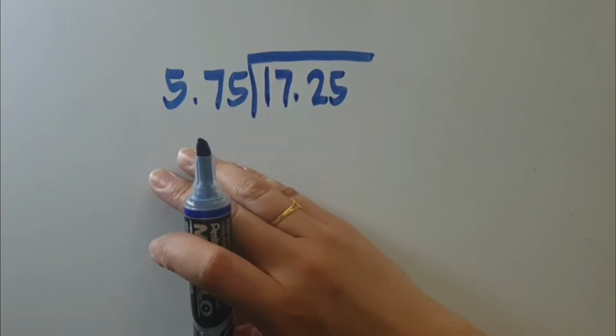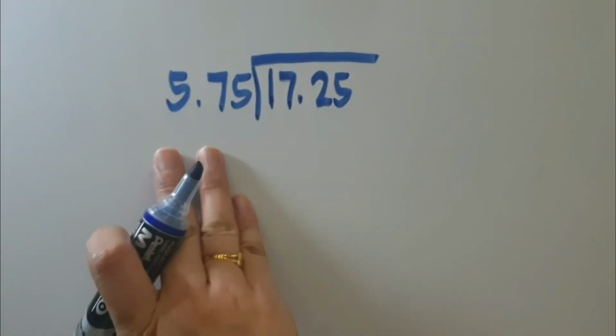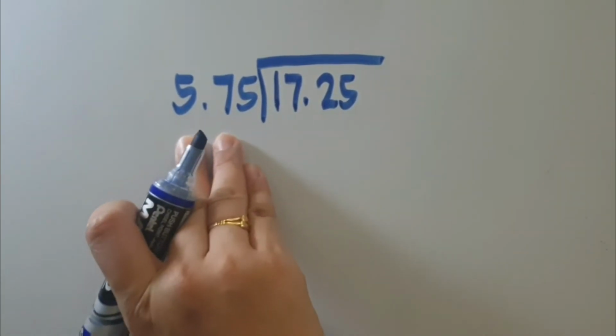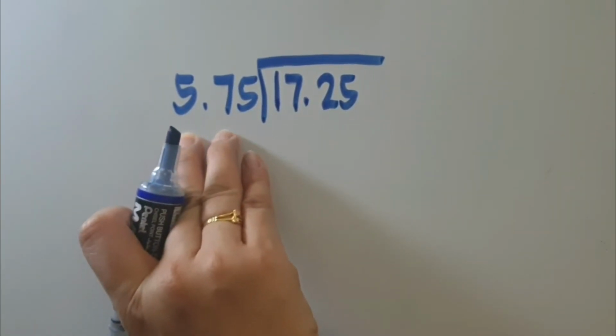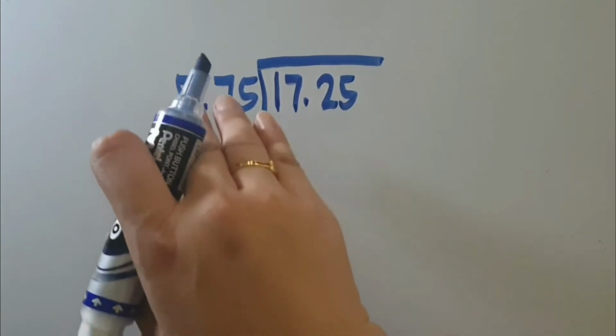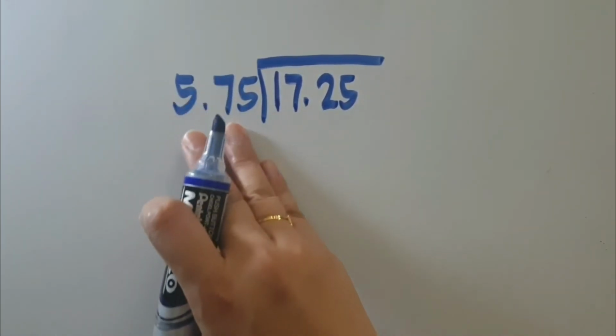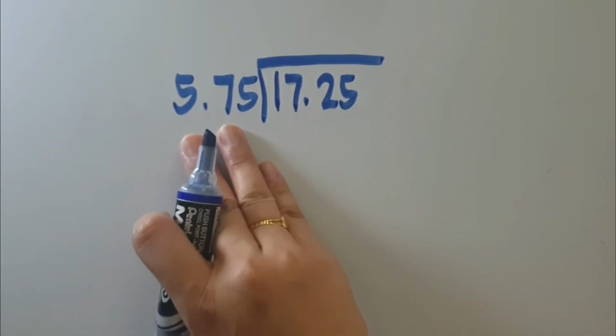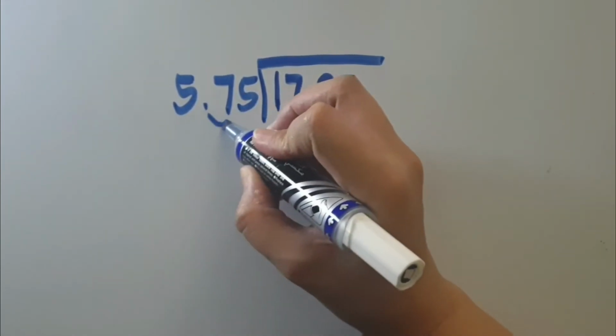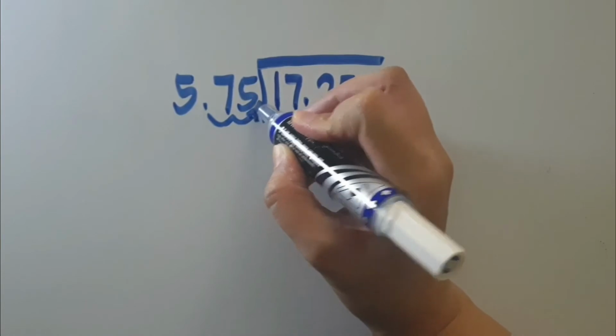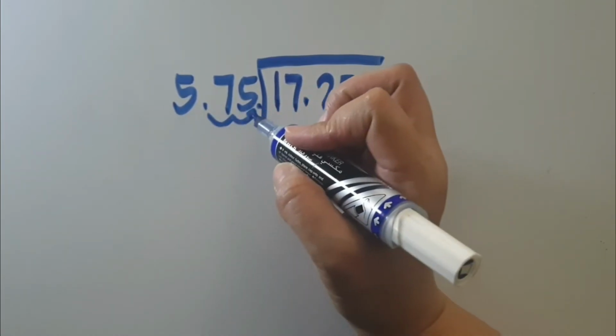Again, the first thing to do is to look at the divisor. Now as you can see, we have 2 decimal places in our divisor. That means we need to move our decimal point 2 places to the right. And to do that, we need to multiply it by 100. So moving it 2 places to the right makes it 575.